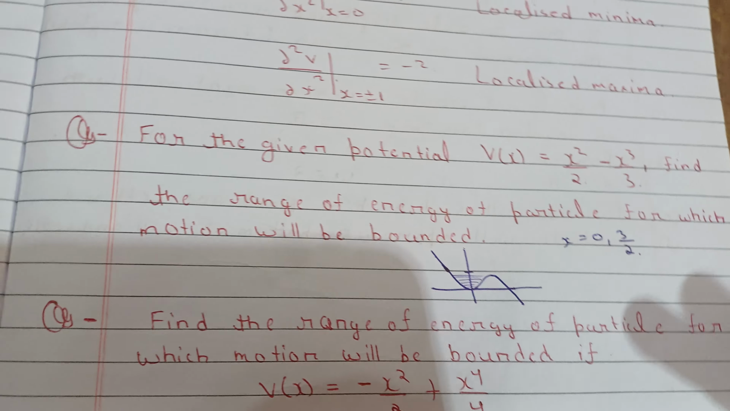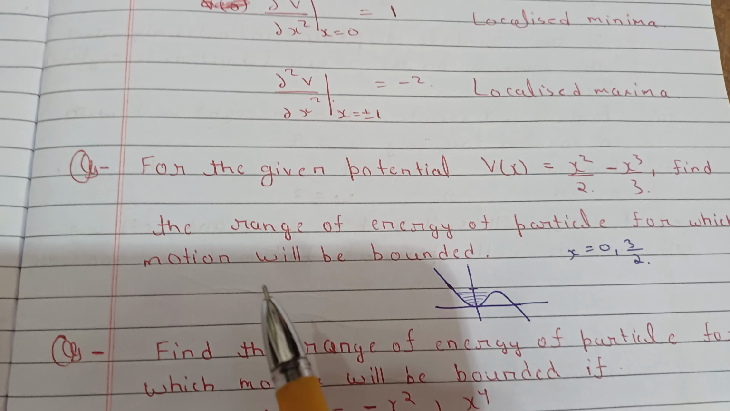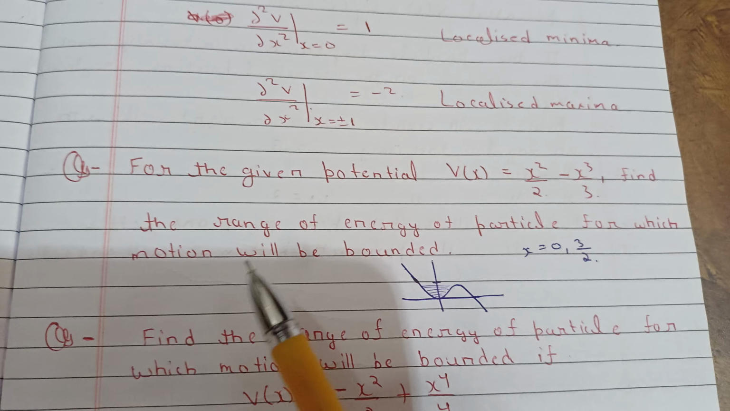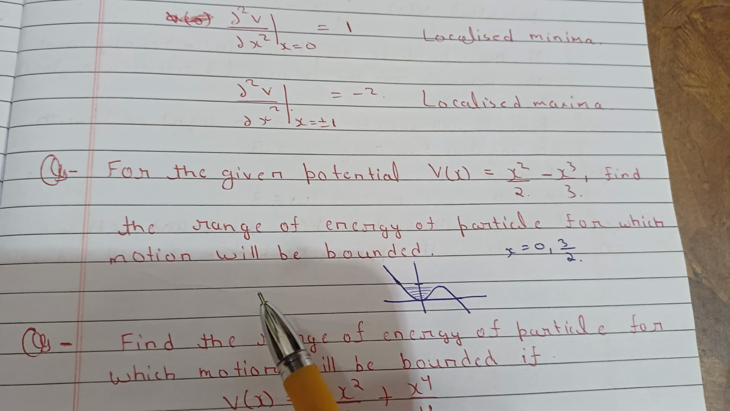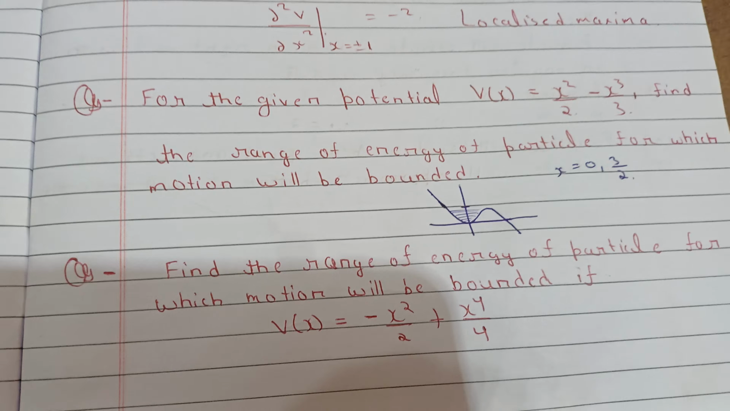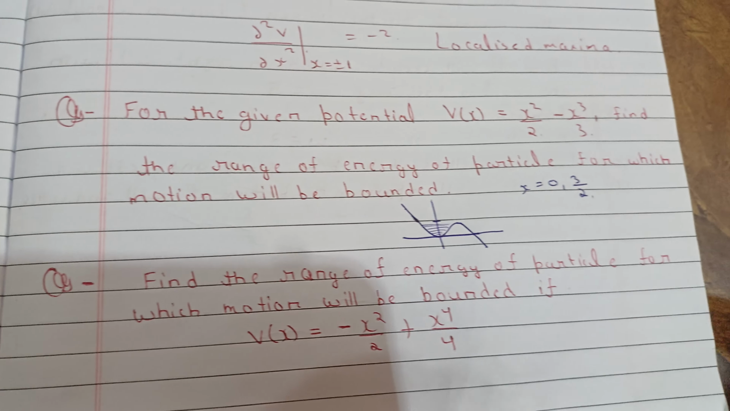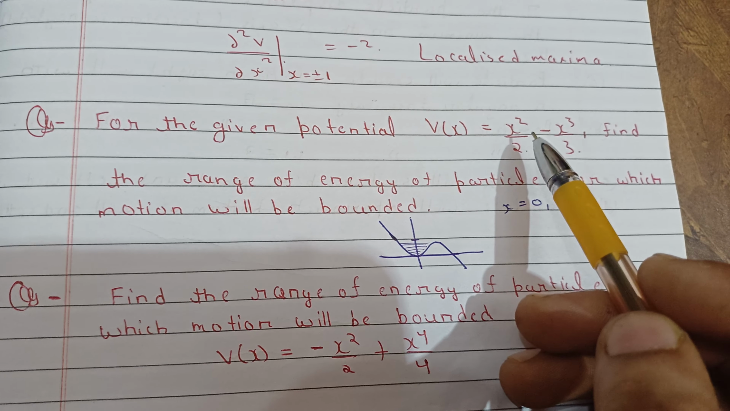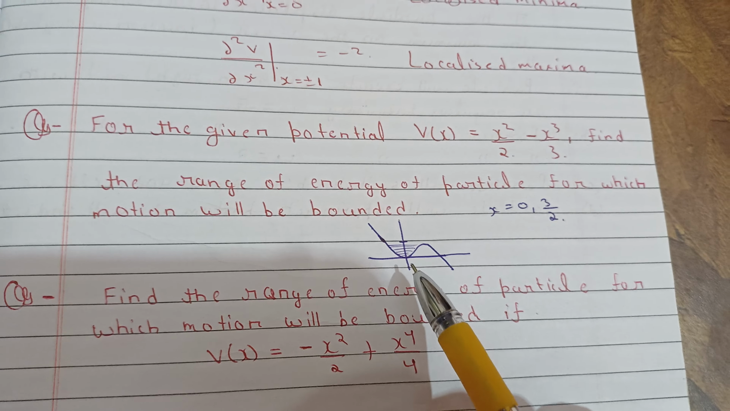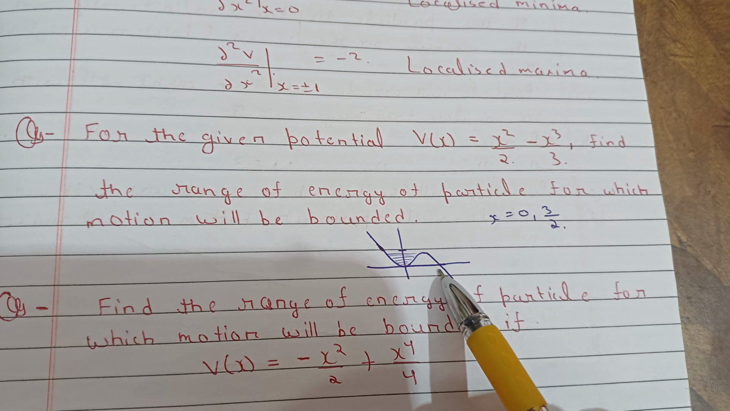Same type of question you will try by yourself. The potential is given. Find the range of energy of the particle for which motion will be bounded. So we have to do the same procedure. First, put V(x) equal to 0 and find all the points where V(x) comes out to be 0. There will be 2 points, 0 and 3/2. So you will get this type of curve, with 0 and 3/2.